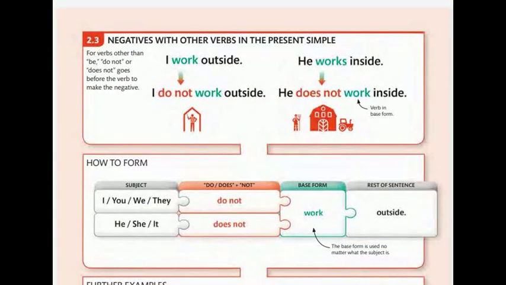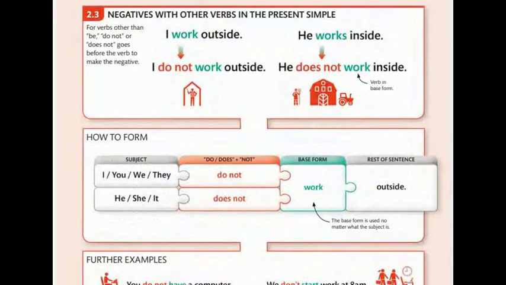Negatives with verbs in the present simple. For verbs other than to be, do not or does not goes before the verb to make the negative. I work outside, I do not work outside. He works outside, he doesn't work outside. Work is the base form. How to form.